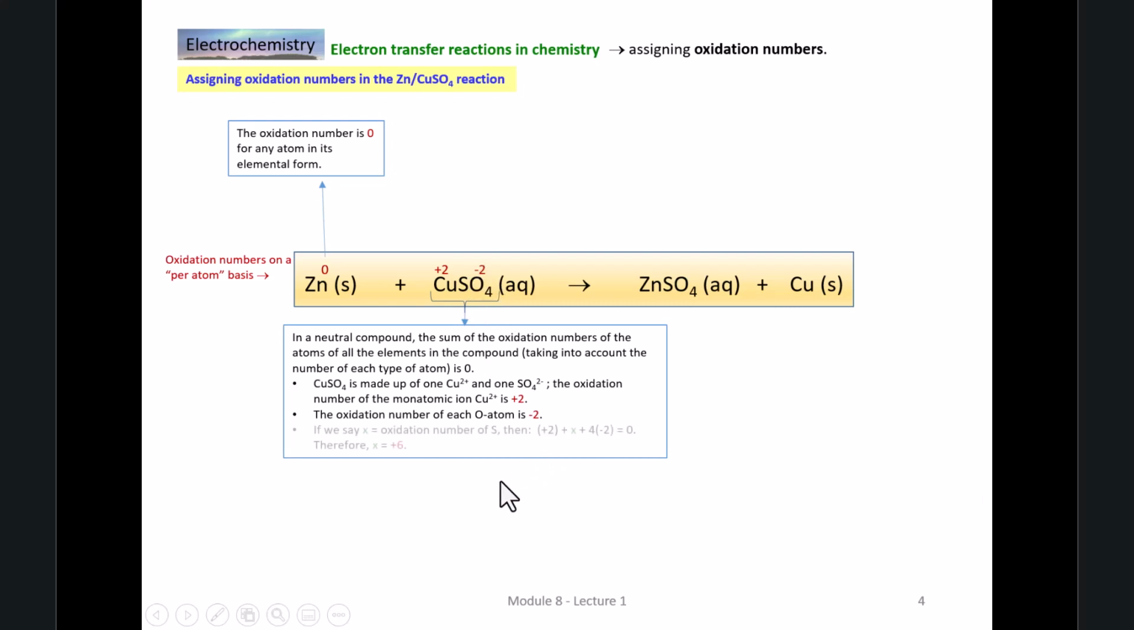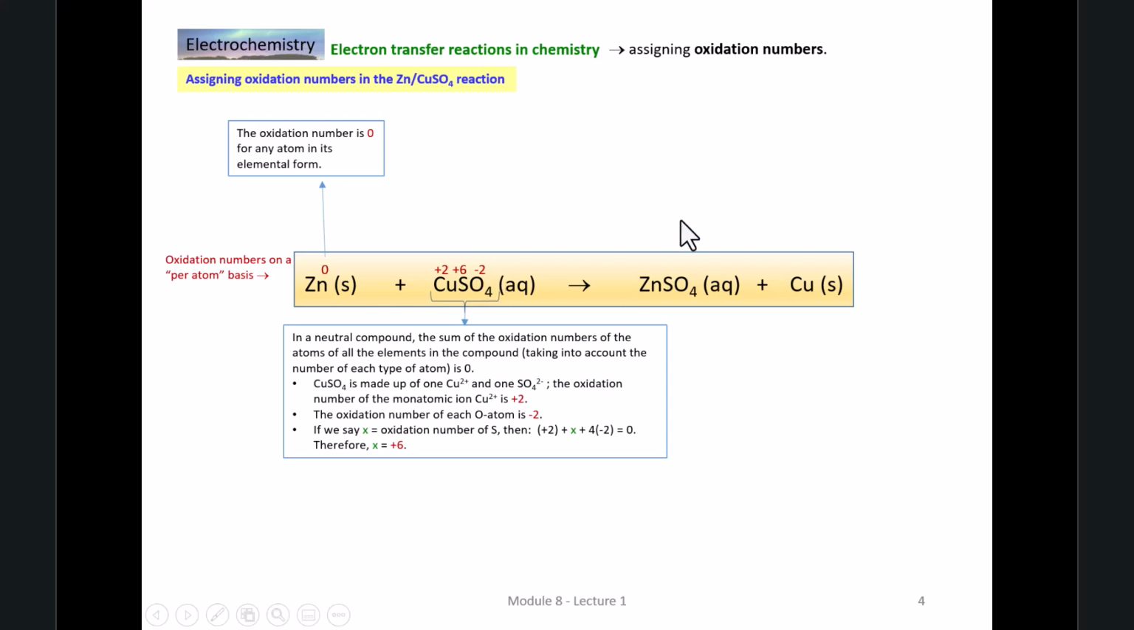So if we want to decide what the oxidation number of sulfur is, we could say that X is the oxidation number of sulfur. We know it's +6, but this is how you'd go about finding it. The copper 2+ is 2+, X, which is the sulfur oxidation number, plus 4 times a -2 for the oxygens has to add up to 0, so X has to equal +6, so we put that right here for the sulfur. And again, notice I'm assigning oxidation numbers on a per atom basis. So I know there's 4 oxygens, each at -2, but I'm listing the oxidation number for each individual oxygen.